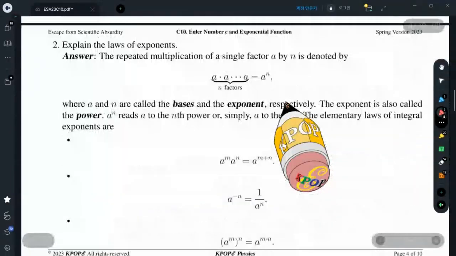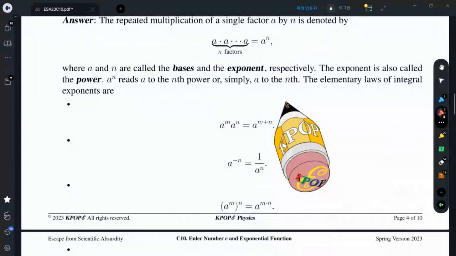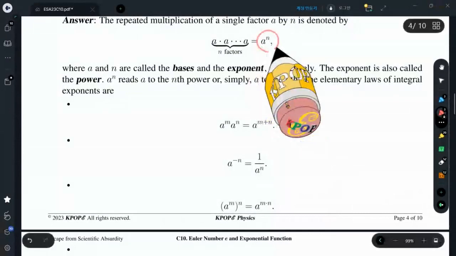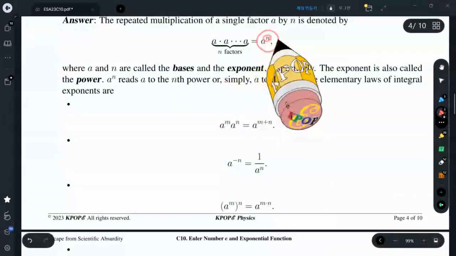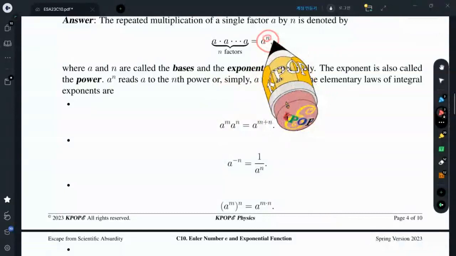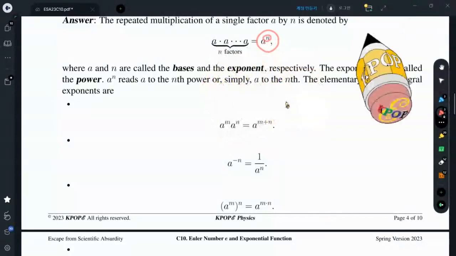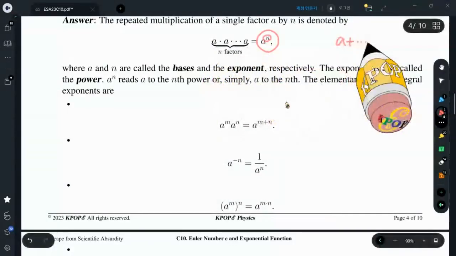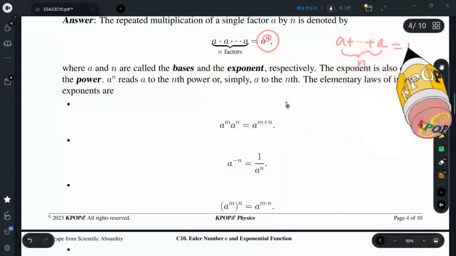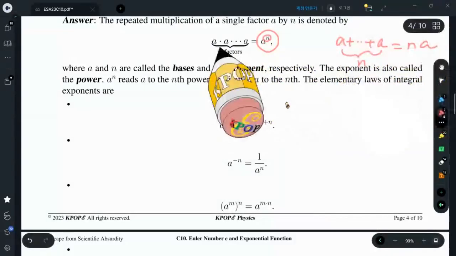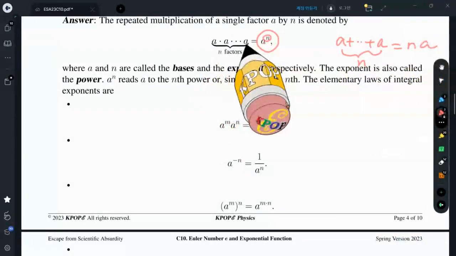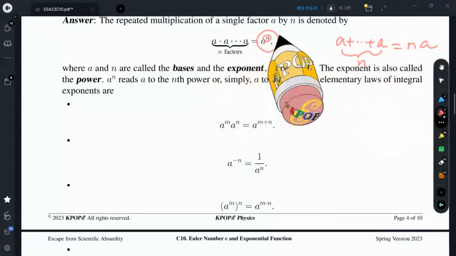Next one, explain the laws of exponents. And the laws of exponents are very simple. We learned them in middle school. So I think I don't have to repeat, but this is the power, base, and this power, or exponent. So repeated addition by n times, we say it is n times a. So repeated multiplication of a by n times, we say a to the n.